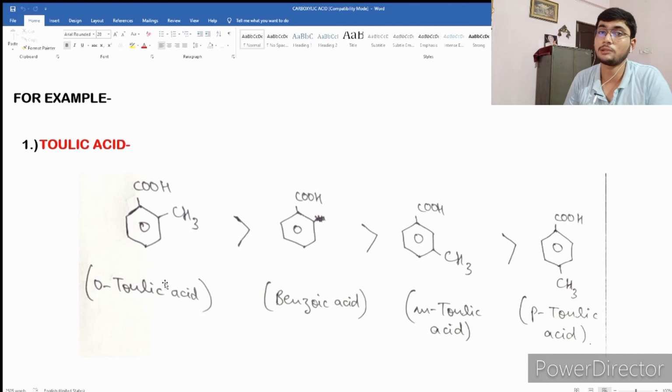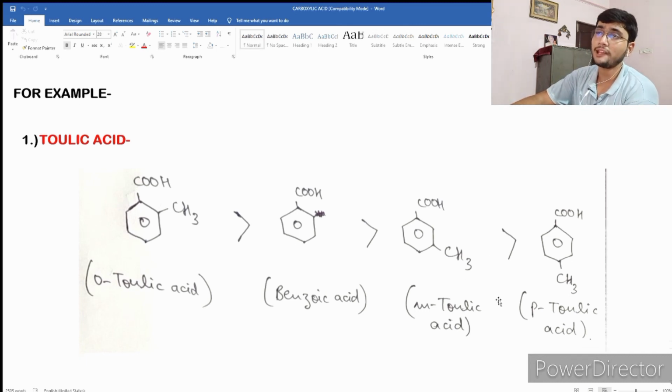This is found experimentally. This is what is known as the ortho effect. So that's why this trend is there, that the ortho isomer is most acidic. Now talking about the benzoic acid, there is no such group attached to it to destabilize the conjugate base. You see here the methyl group is attached which destabilizes the conjugate base of the carboxylic acid, but there is no such effect, no such group attached here. So that's why benzoic acid is more acidic than these two. Then comes the meta and then comes the para.